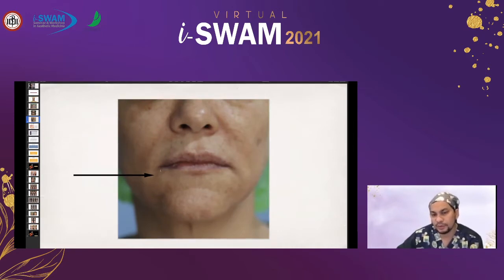This is another case where we can see the angle of her mouth is going downwards, and to adjust this, we need to inject some dose of botulinum toxin at the orbicularis oculi. Yeah, the levator muscle, the depressor muscle. Sorry.